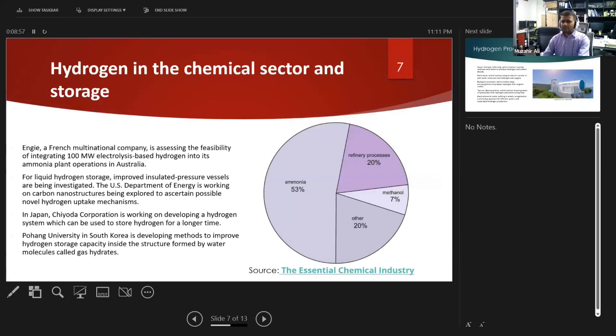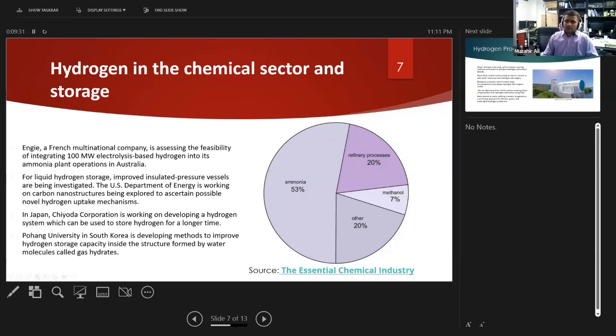And similarly, about 53% of hydrogen is used to produce ammonia. So there is a big contribution of hydrogen in the chemical sector and in storage. For example, this French multinational company is also trying to integrate 100 megawatt electrolysis-based hydrogen into its ammonia plant operations in Australia.